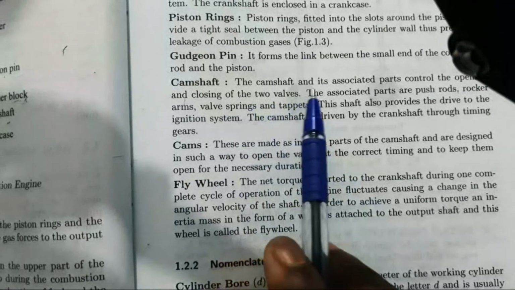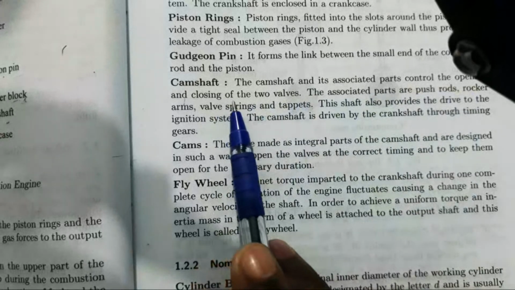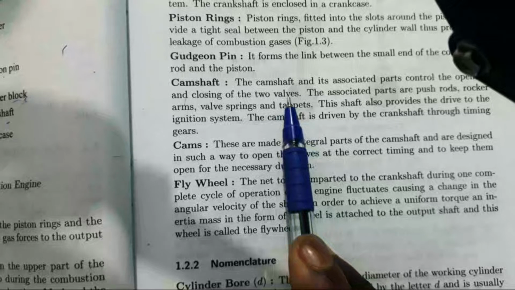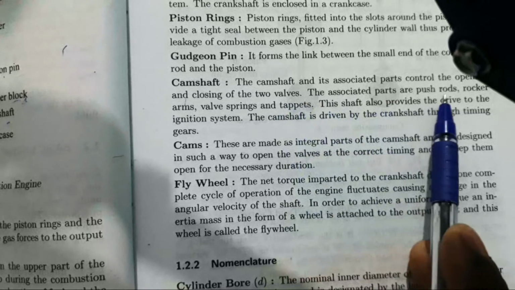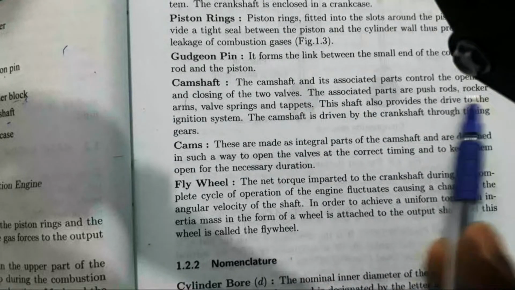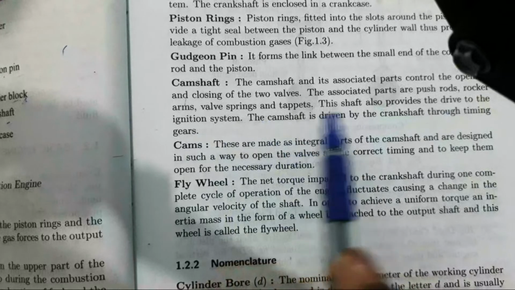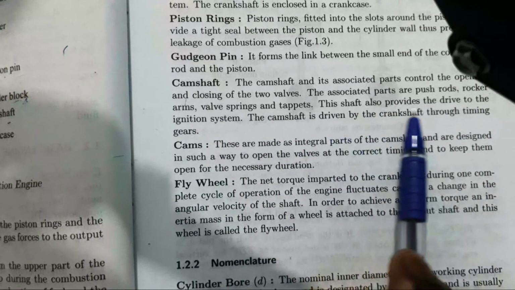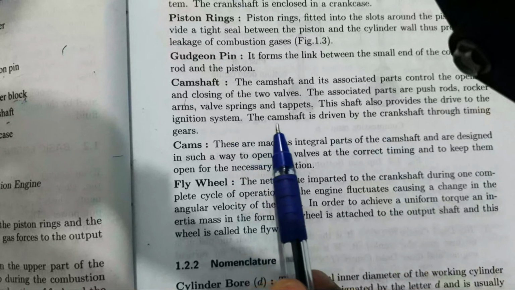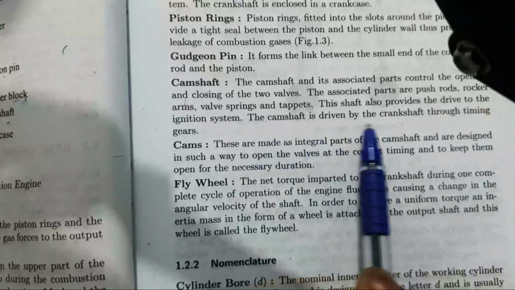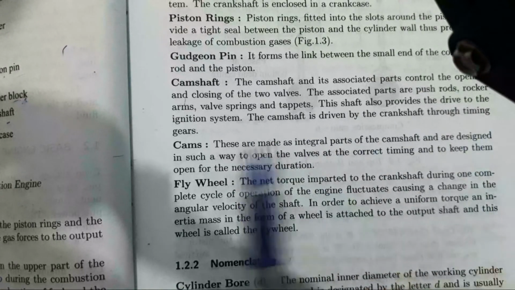The crankshaft and its associated parts control the opening and closing of the two valves. The associated parts are push rods, rocker arms, valve springs, and tappets. This shaft also provides the drive to the ignition system. The camshaft is driven by the crankshaft through timing gears.